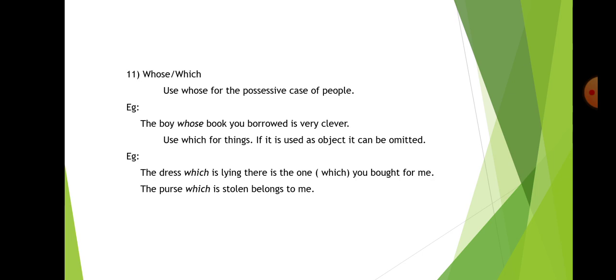The last one, whose or which. Use whose for the possessive case of people. For example, the boy whose book you borrowed is very clever. Use which for things. If it is used as object, it can be omitted. For example, the dress which is lying there is the one which you bought for me. The purse which is stolen belongs to me.